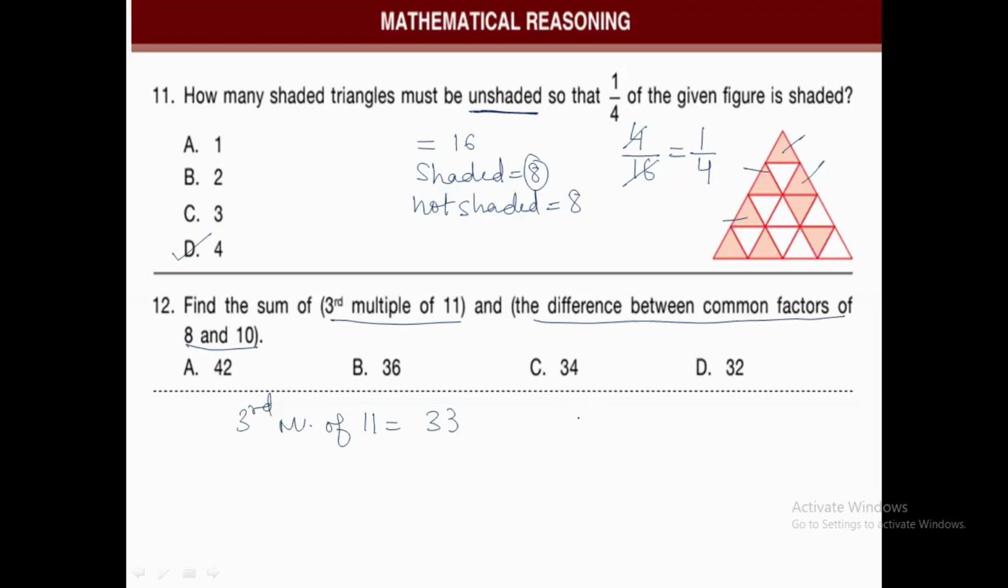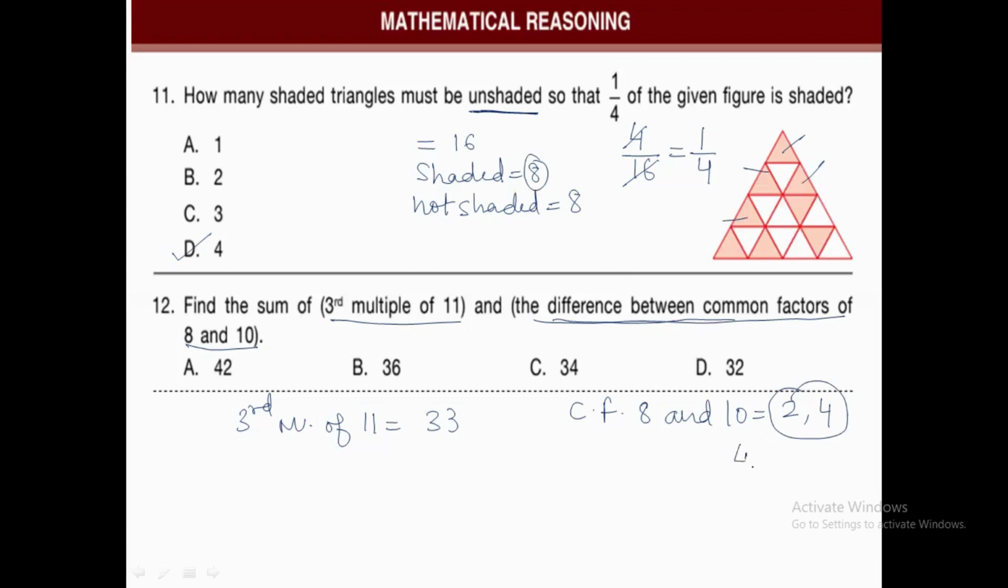If we go through the common factors of 8 and 10, we can say the common factors are 2 and 4, because in the table of 2, 8 is there and 10 is there. In the table of 4, 8 is there, and 10 is there. So these two are the common factors of 8 and 10. Now the question is asking for the difference between the common factors, so we need to subtract them.